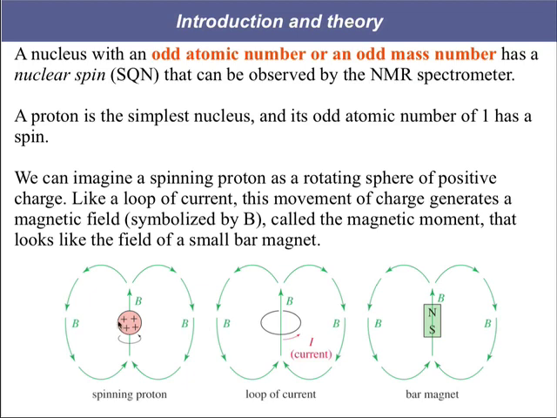So the same way that a spinning loop of current generates a magnetic field, so will a spinning proton with a positive charge, or a spinning nucleus with a positive charge, generate a magnetic field. That magnetic field looks like a bar magnet, the same kind of magnetic field that the Earth generates, for example. That means that if we have a spinning proton or a loop of current that generates a magnetic field, it will interact with an external magnetic field. And we can use that to study the type of nucleus that we have and its environment as well.